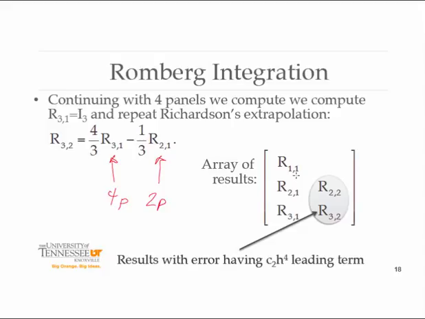So in some sense, you can think of what we're generating as sort of an array of results. We started with one panel here, then we went to 2 panels, then we did an extrapolation to get this value, then we used 4 panels, and we did an extrapolation to get this value. But everything in this second column here has its error as a leading term of h to the fourth. So we're getting more accuracy now as we move along. And the goal is to keep moving in this process until we're happy in terms of getting approximations with lower and lower error terms.